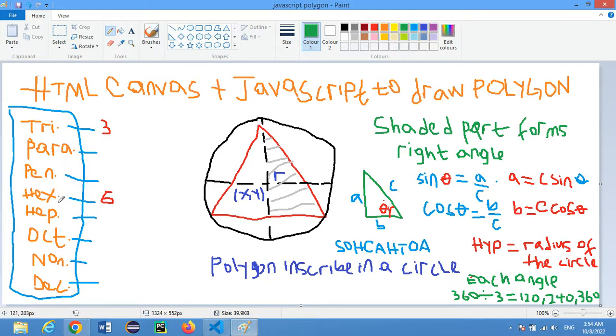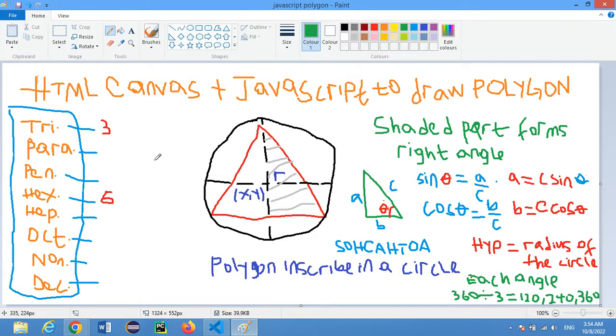On this side, these are the types of polygon shapes that we have: triangle, parallelogram, pentagon, hexagon, heptagon, octagon, nonagon, decagon. Triangle has three sides and hexagon has six sides.